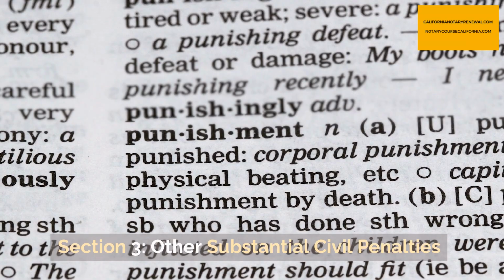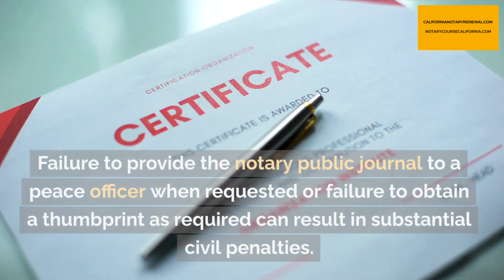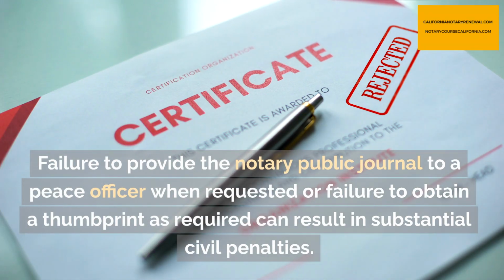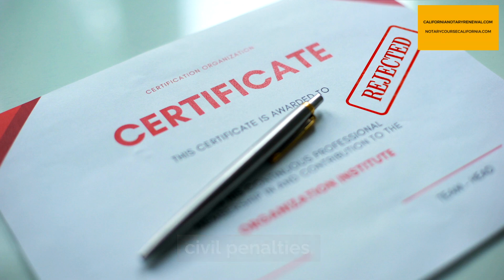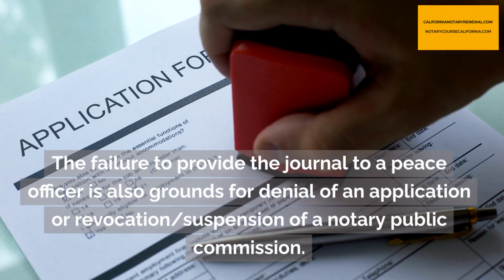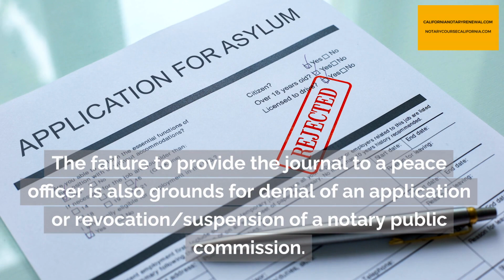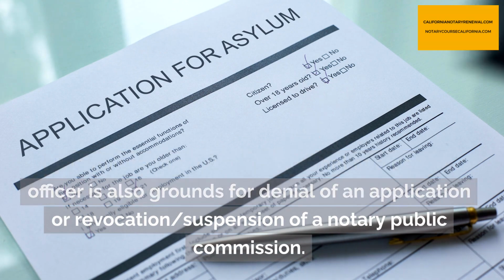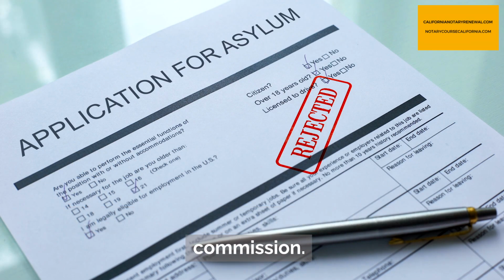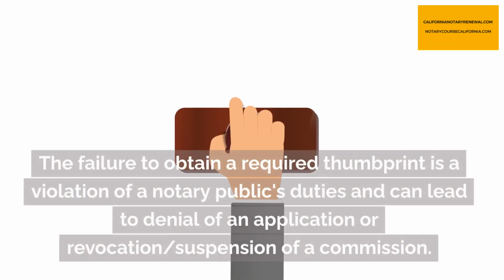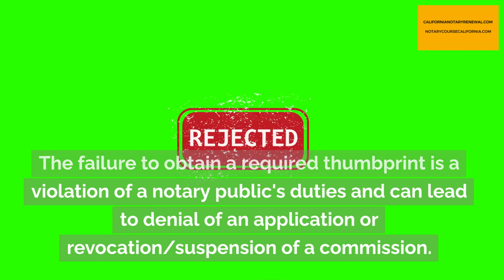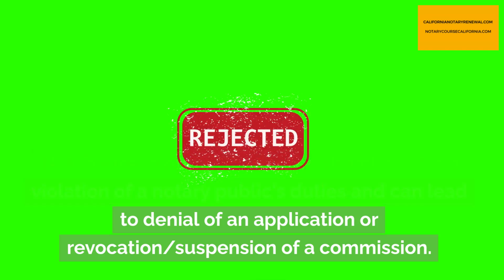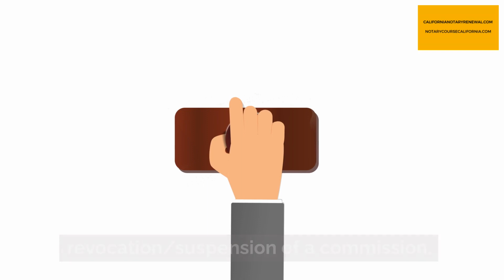Section 3: Other Substantial Civil Penalties. Failure to provide the notary public journal to a peace officer when requested, or failure to obtain a thumbprint as required, can result in substantial civil penalties. The failure to provide the journal to a peace officer is also grounds for denial of an application or revocation/suspension of a notary public commission. The failure to obtain a required thumbprint is a violation of a notary public's duties and can lead to denial of an application or revocation/suspension of a commission.